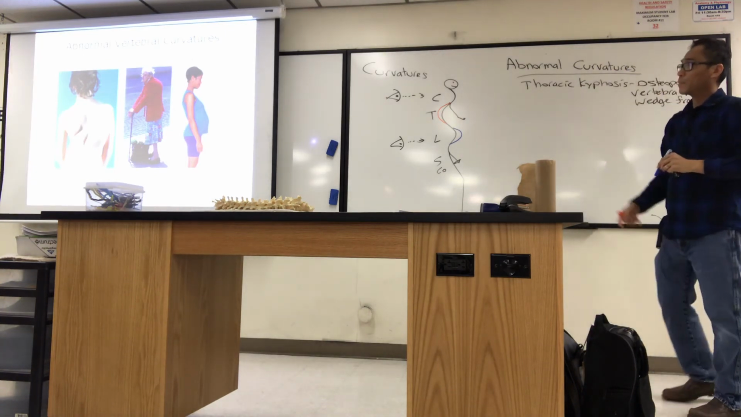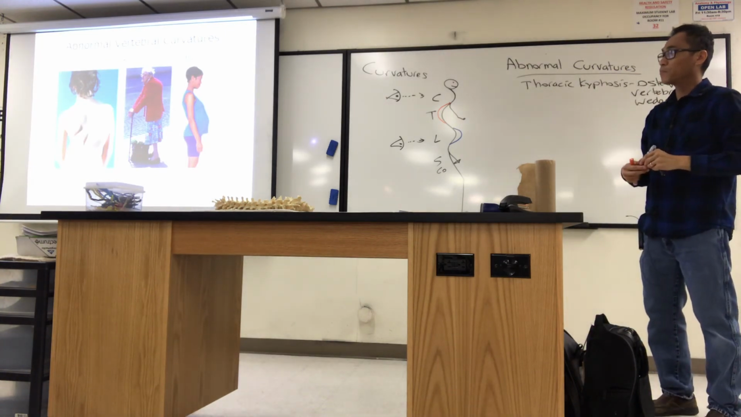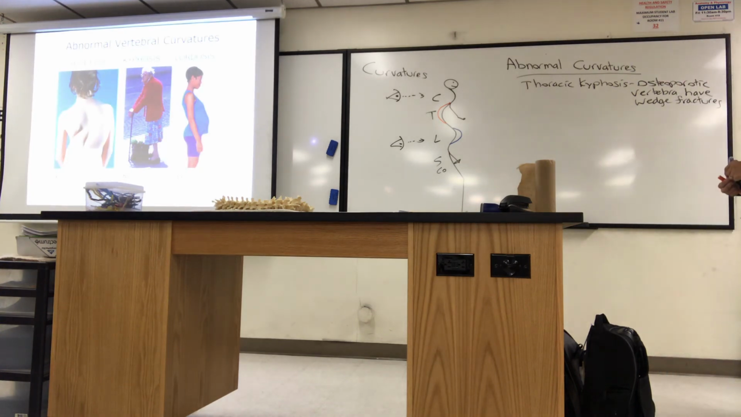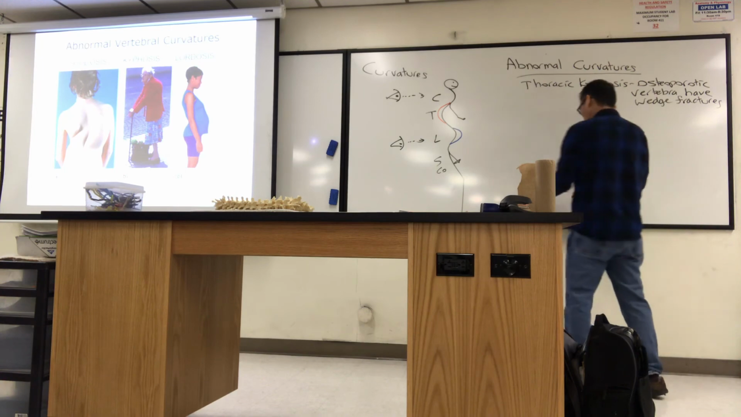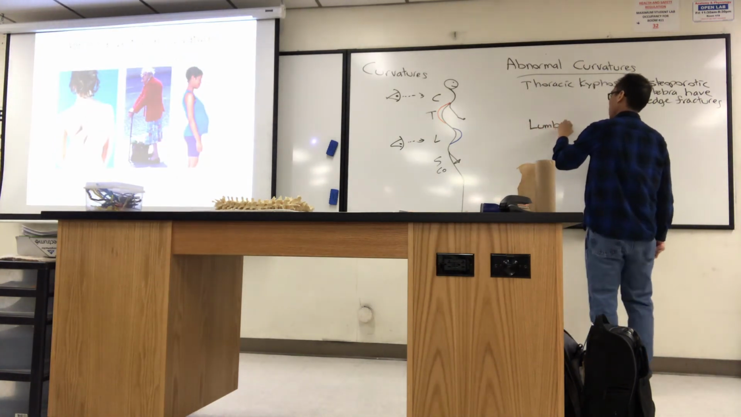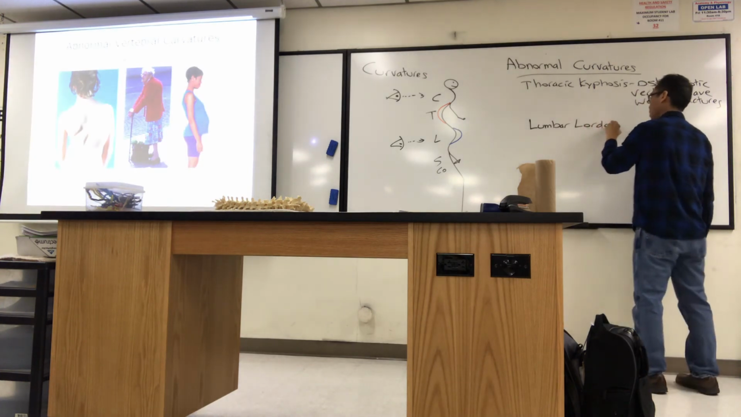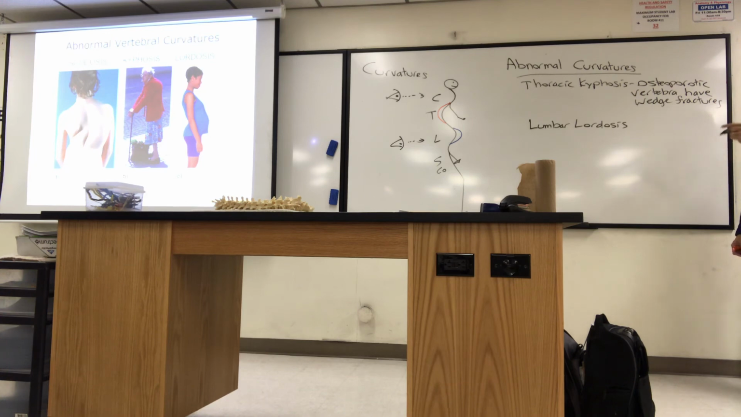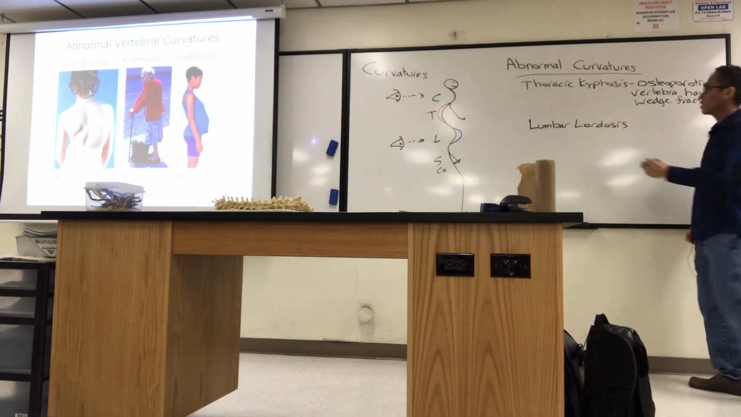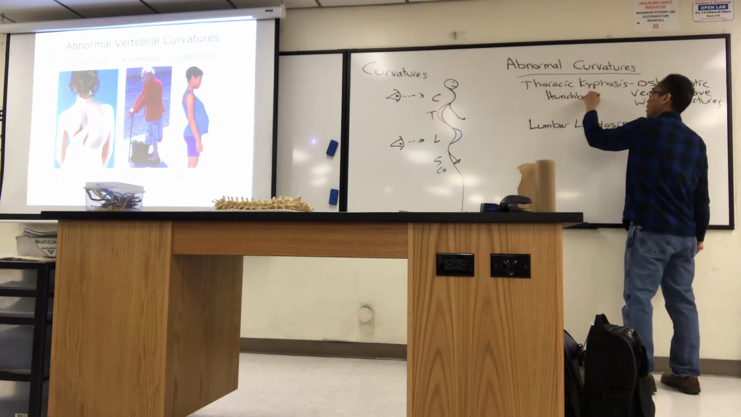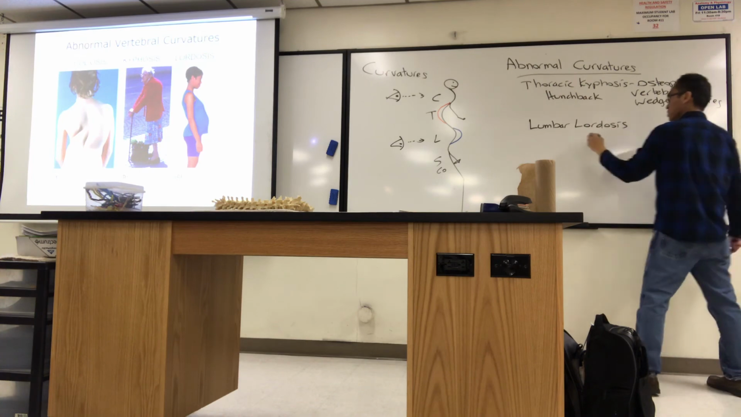Okay, they call that a lordosis, the woman on the right, a lumbar lordosis. It's a curvature exaggerated in the other way. So sometimes they call the thoracic kyphosis a hunchback. Sometimes they call the lumbar lordosis a swayback.